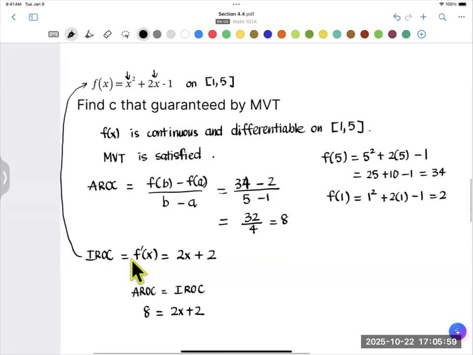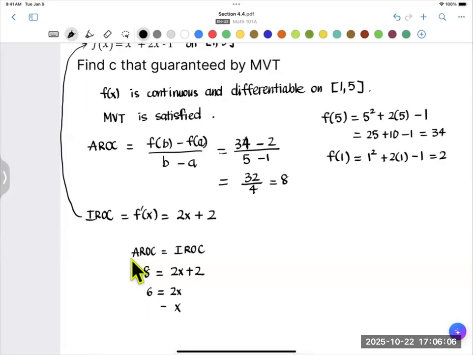And to solve for that, we're going to subtract 2 on both sides, so 6 equals 2x, and that will give you x equal 3. So that is the c value. So 3 is actually between 1 and 5. So f prime of 3 will equal 8. Okay, so that's how the mean value theorem applies.